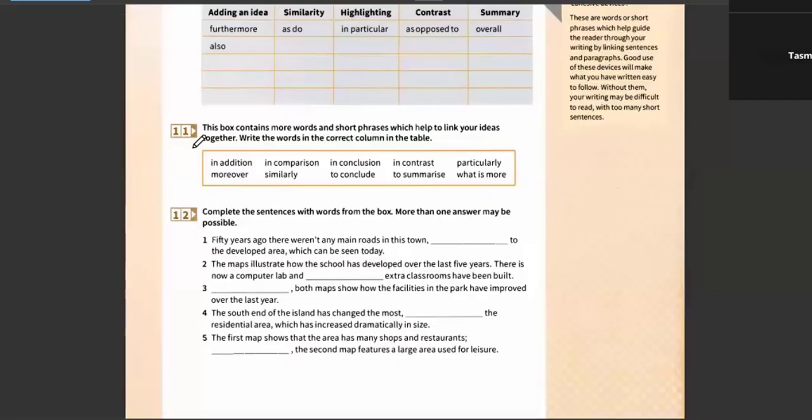So if you need time, you can take time and fill in the blanks. Okay.